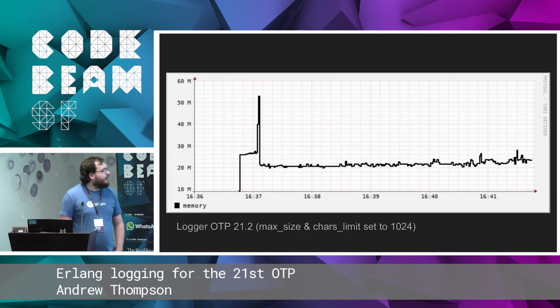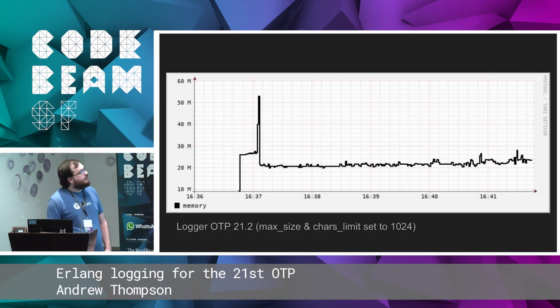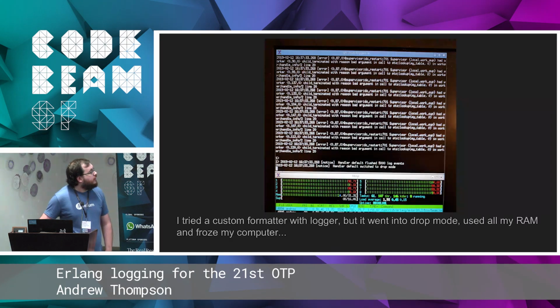Then I tried turning on the max size and char limit, and this looks great, except we get almost no logs. I think it goes into drop mode. Something is too slow or too much memory, and basically we get maybe 1/10 of the logs that we would expect. This is with the console again as well.